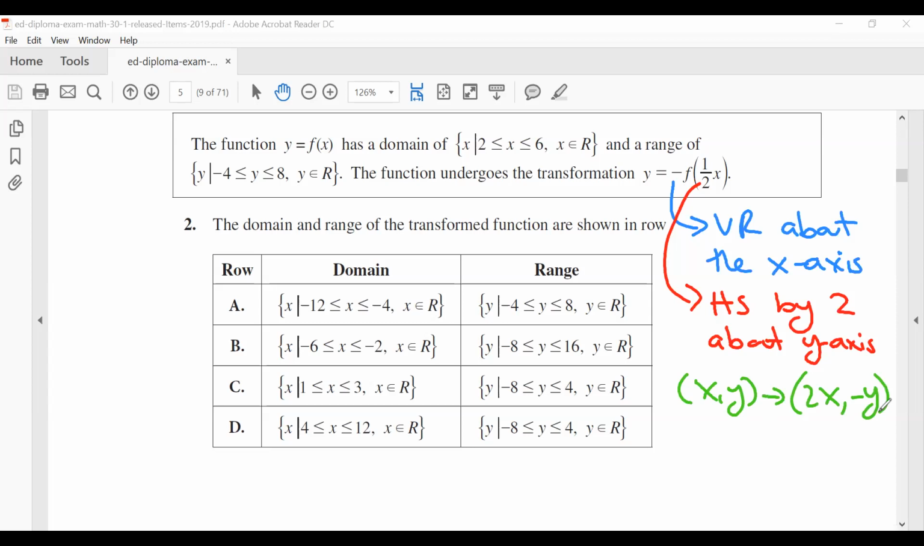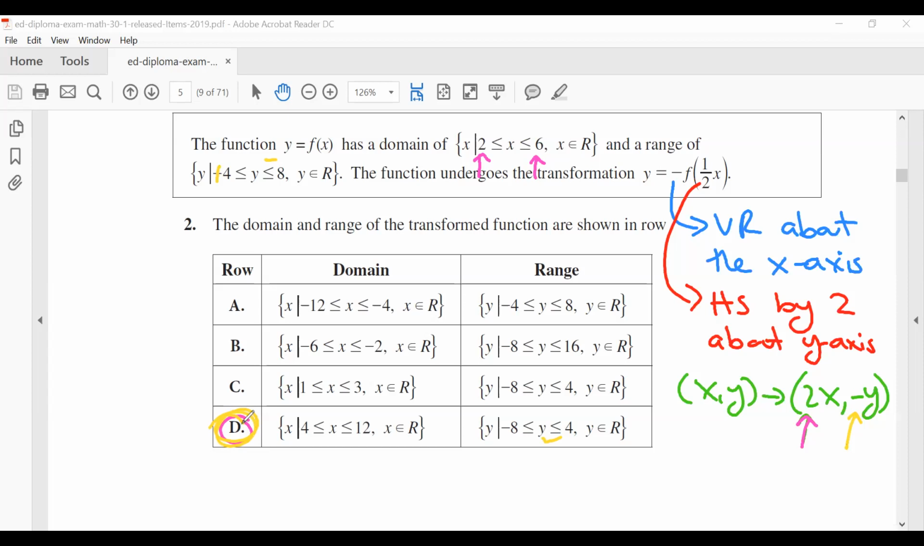And so now all you need to do is apply these to the domain and the range. So a horizontal stretch by 2. Well, that means I'm going to multiply these two values by 2. So it'll be 4 to 12. Well, guess what? I immediately notice that's answer D because it's the only one. But I'm going to check my work just in case. So now I'm going to do the vertical reflection. Negative 4 would become positive 4. Positive 8 would become negative 8. And they're going to flip spots because you just vertically reflected it. And sure enough, that's answer D.